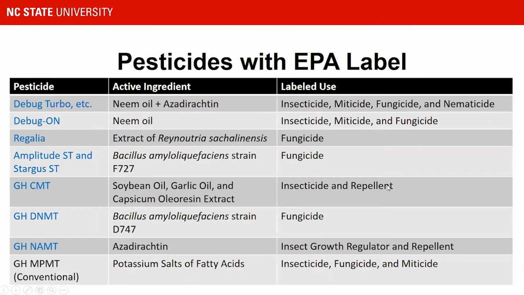Some other pesticides that have an EPA label as of this year, several of them are for insecticides. So there's some neem oils and other things. As far as fungicides, we have something like Regalia, that's a Reynoutria extract. There's Stargus, which is a Bacillus species, or Double Nickel, which is another Bacillus species strain. And those things now have an EPA label that can be used in hemp.